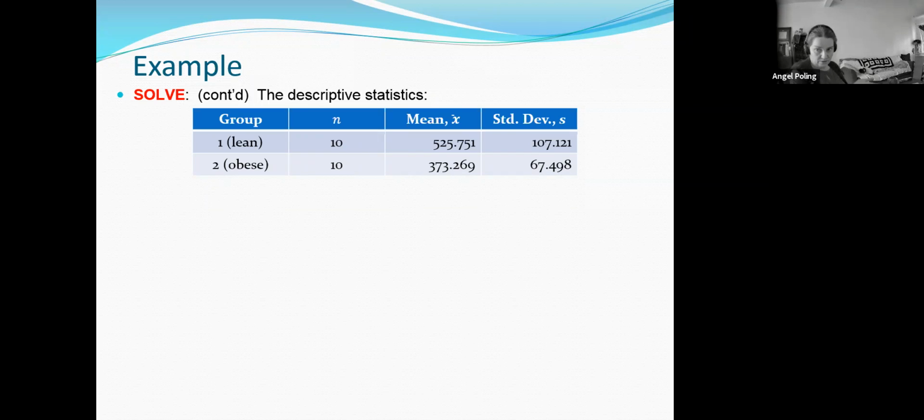We have a second group of obese individuals where still there's 10 of them, right? They have a mean of 373.269 and a standard deviation of 67.498.